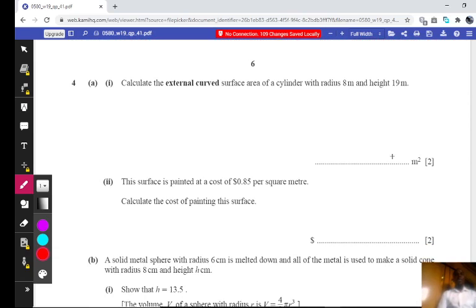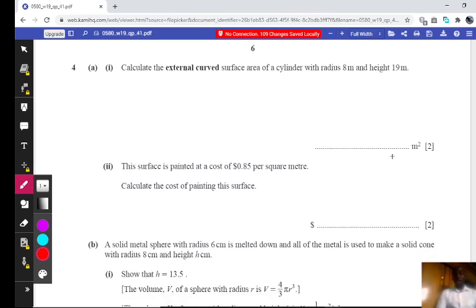Question number 4. It's saying, calculate the external curved surface area of a cylinder with radius 8 meters and height 19 meters. You have to know the formulas. This one is mensuration, the topic. Then you have to know the areas, volumes of shapes. So now, what you want is the curved surface area of a cylinder. How do you calculate it? It is 2 pi RL. That's the curved surface area of a cylinder.